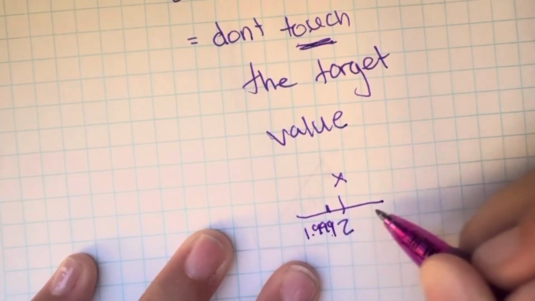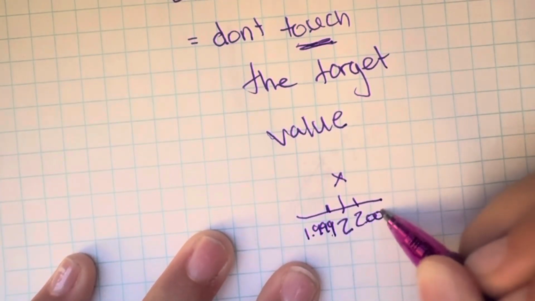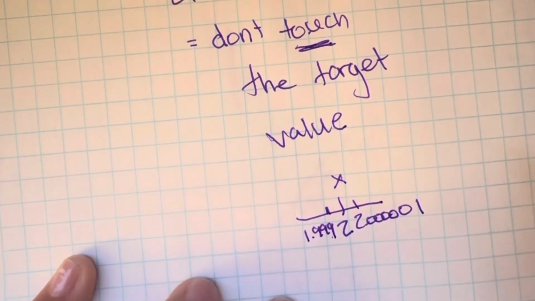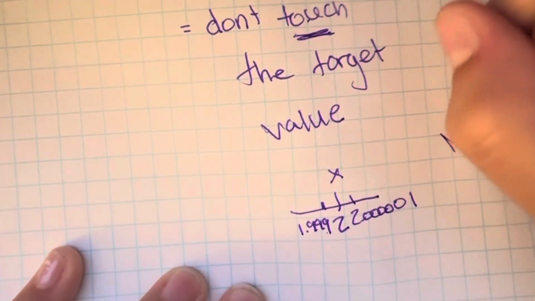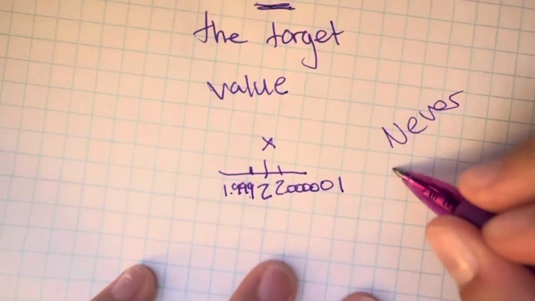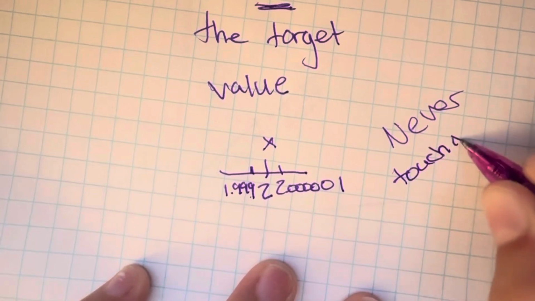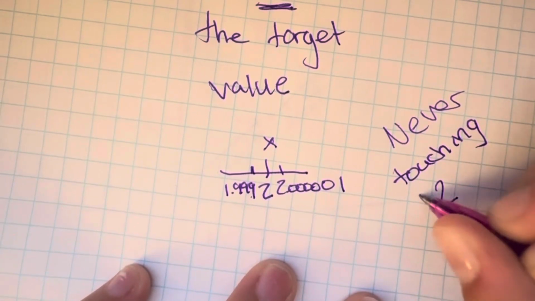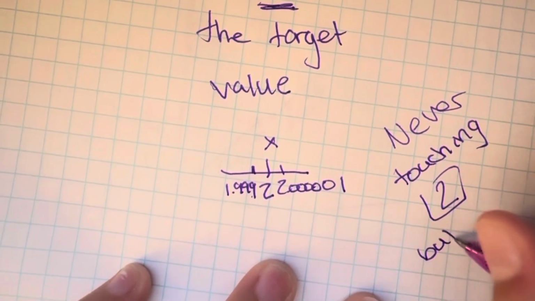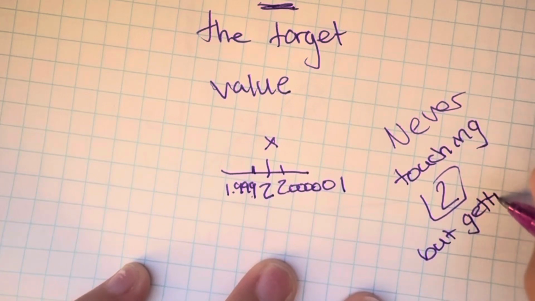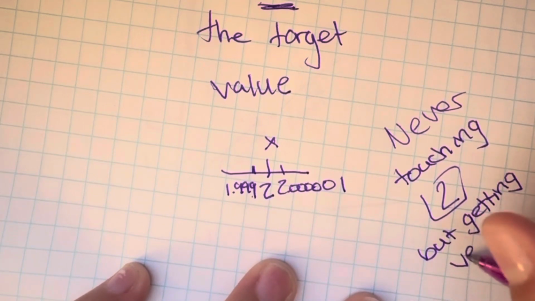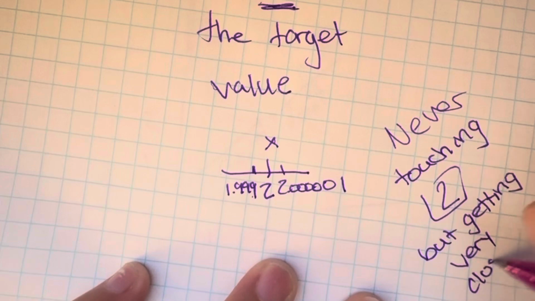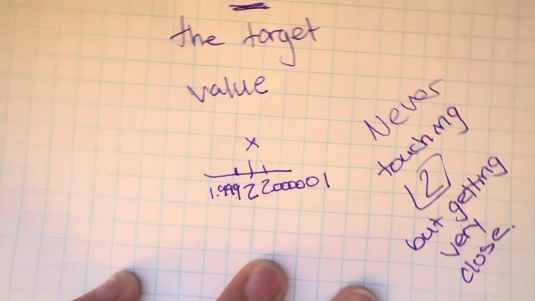Here's another example from the number line. 1.99999 is so close that you would round up to 2, but we're not rounding to 2. We're keeping it at that value, because if it was a limit, that means that point does not exist. That's where the point does not exist, right? So it can never touch 2, but gets very close to 2.